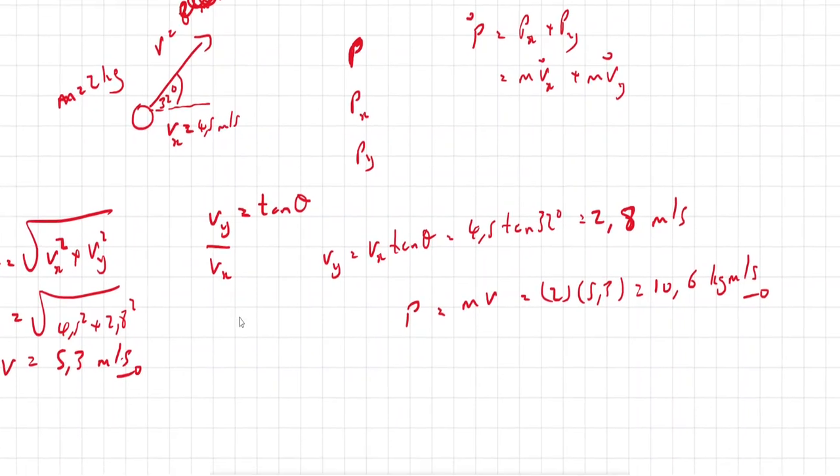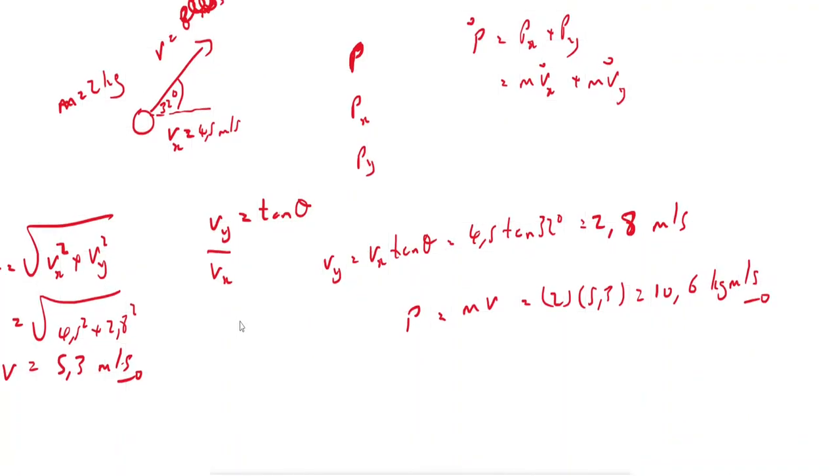Now, the momentum vector is always going to be in the direction of V, right? Whatever the direction of V is, that's the direction of the momentum vector, which means that the momentum vector is also going to be at 32 degrees, like that. So I can find Px, and I can find Py.